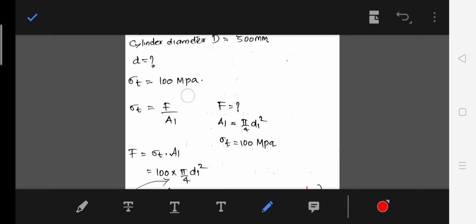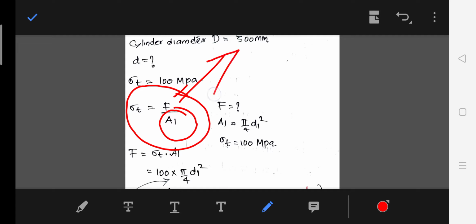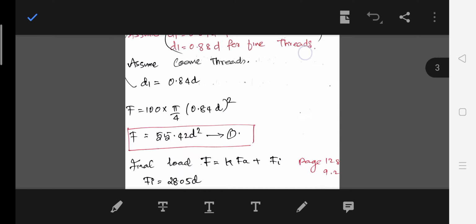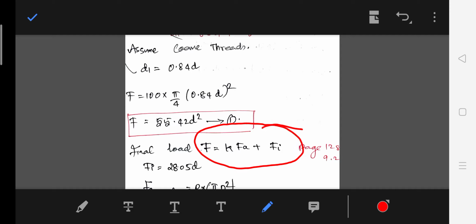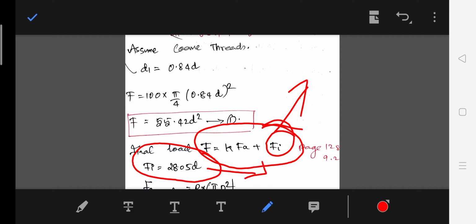First of all, we write sigma T is equal to force by area. Which area do we need to take? We need to take the minor diameter area, A1. So we need to find F and A1 separately, and the value of sigma T is given, 100 megapascal. F is equal to K into Fa plus Fi. How can we get Fi? Fi is equal to 2805 d, which we can get from page number 127.